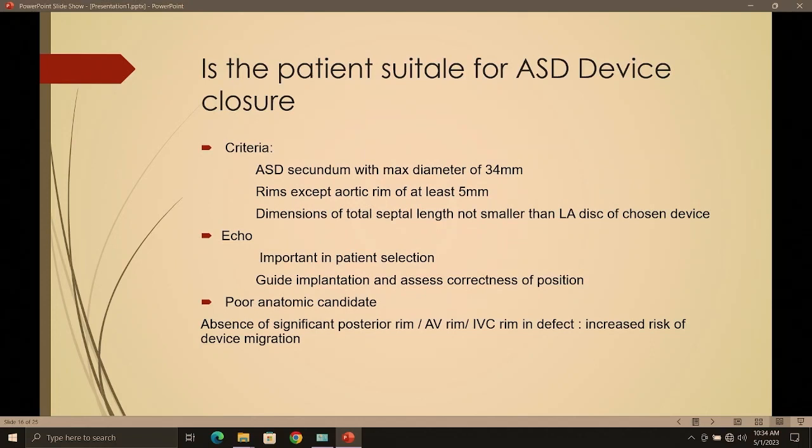Is the patient suitable for device closure? What are the criteria? Usually the ASD secundum diameter should be less than 34 mm, and rims except the aortic rim should ideally be 7 mm, but at least 5 mm, and the dimension of the septal length not smaller than the LA disc of the chosen device. And what are the poor anatomic candidates? Absence of significant posterior rim, mitral rim or IVC rim defect, because it increases the risk of device migration.